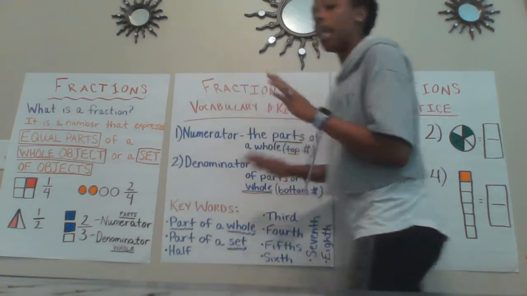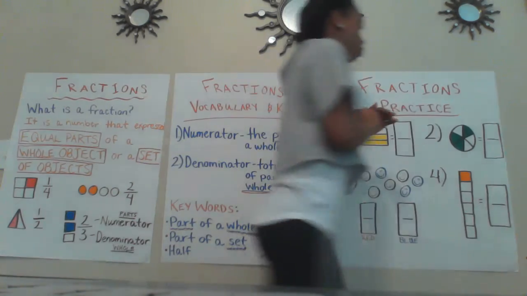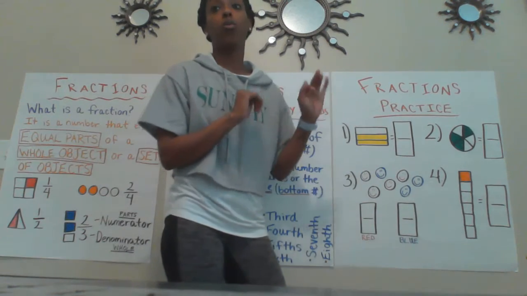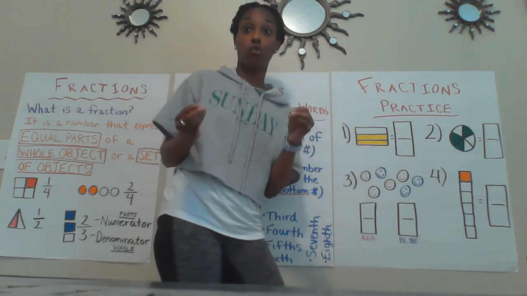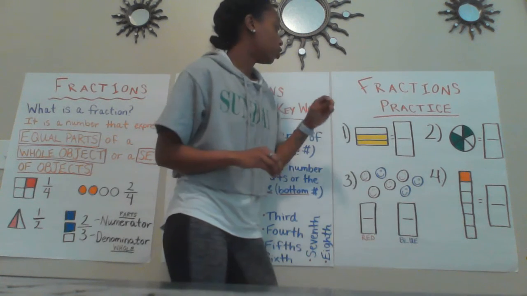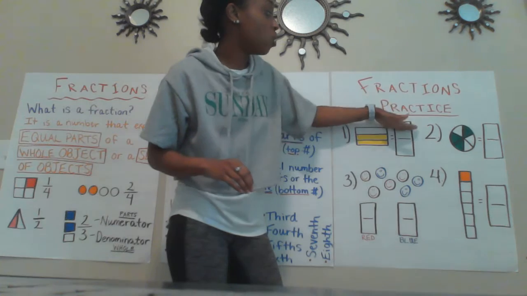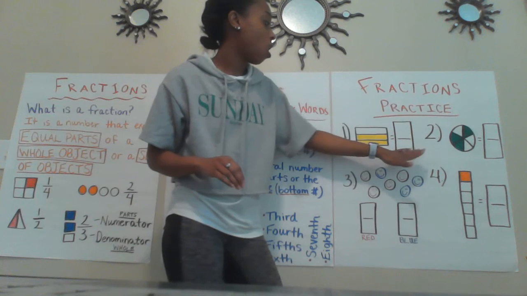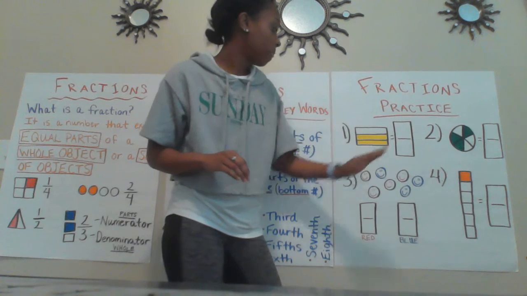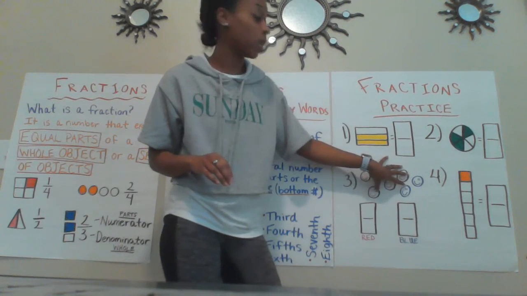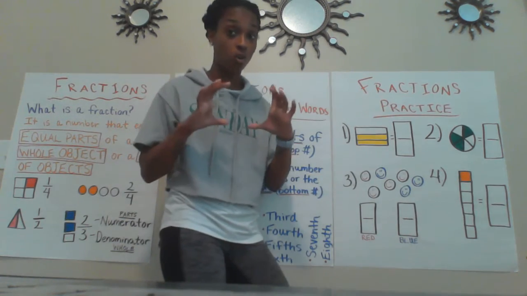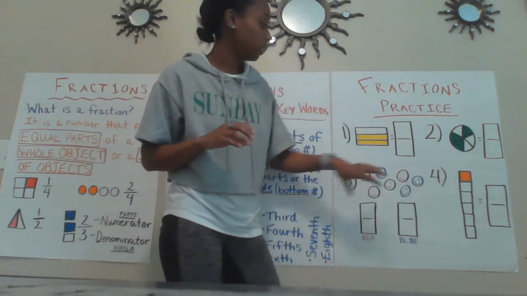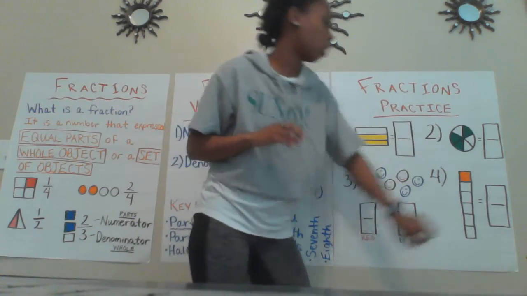Pretty simple. So what I want you to do now is I want you to do these 4 examples. I want you to do them independently, and then I will call you, and we're going to go over them together. So I want you to look at number 1. Remember, the numerator is on top, denominator is on the bottom. What is shaded versus the whole amount that you have? This is a set, so remember, you count them together as the whole. And if they're together, then that is a whole object.